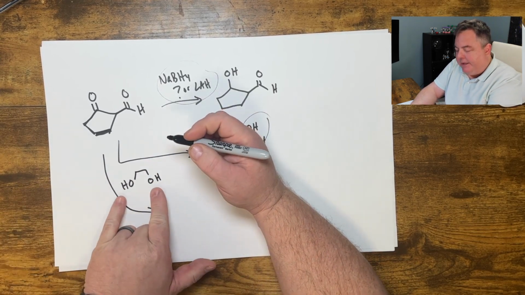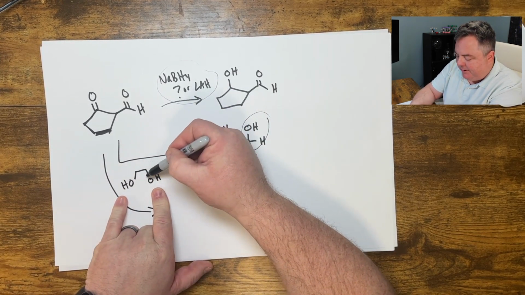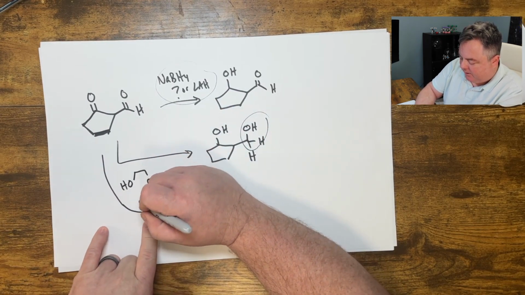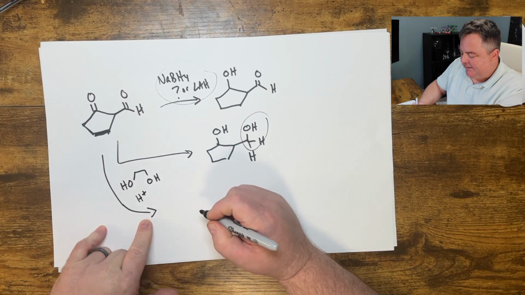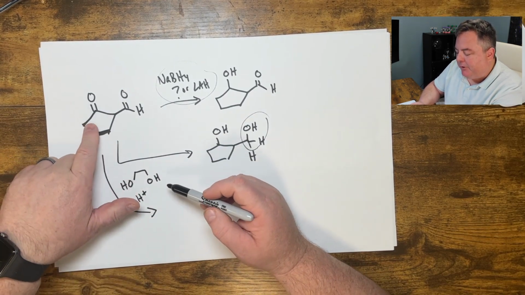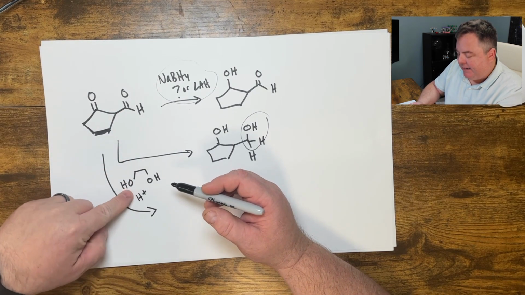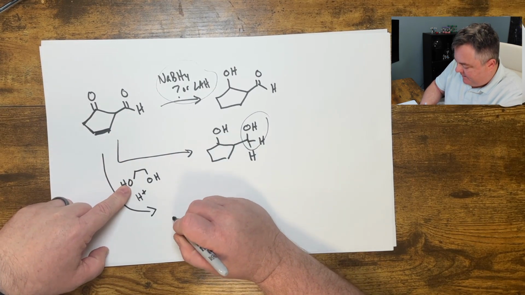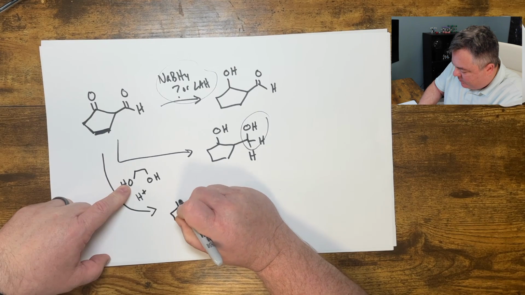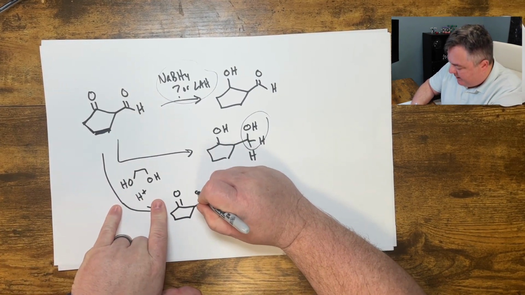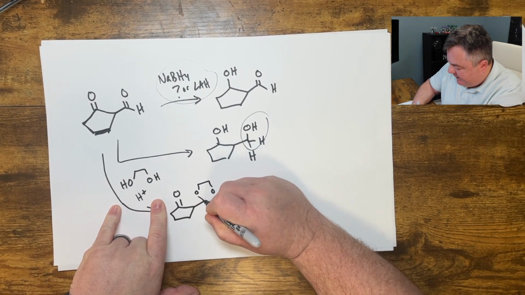We start with ethylene glycol. There's two carbons, ethylene, with two OH groups, so glycol, ethylene glycol. You have a little bit of acid in there. And between ketones and aldehydes, we find that aldehydes react faster with ethylene glycol. So what happens is my ketone stays the ketone, and my aldehyde part becomes this acetal.